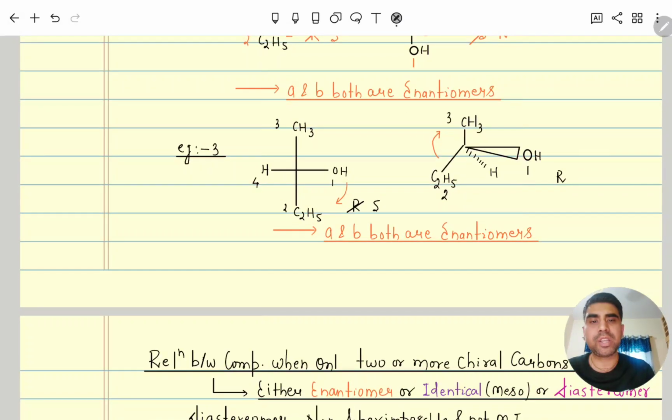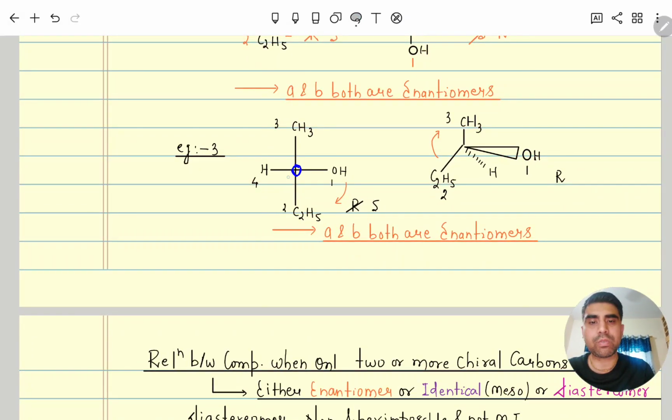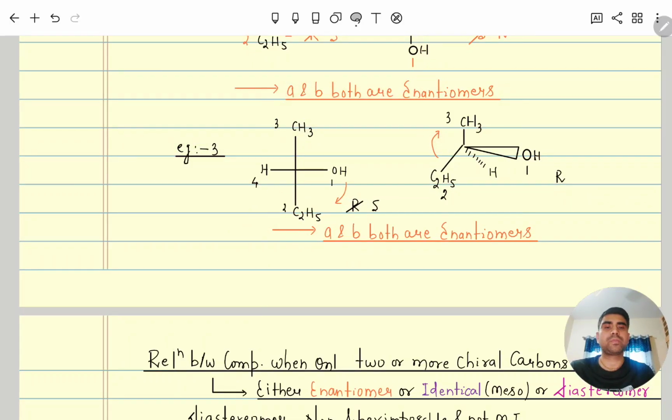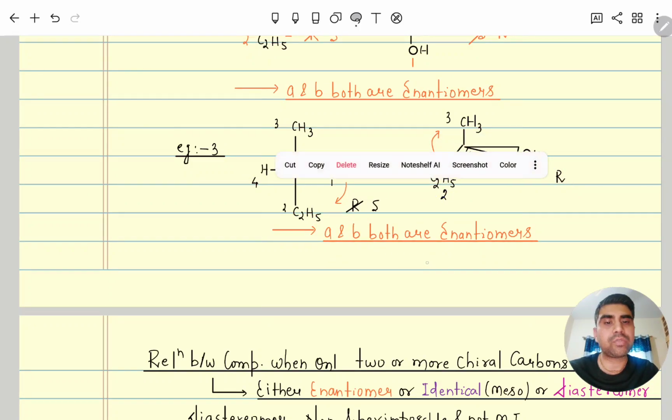Like here also, we can see that this is one chiral center. Here 1, 2 and here 1, 2, 3. As it is moving clockwise it should be R, but it will be S because of the vertical hydrogen. This compound is also optically active, so it will have an enantiomer. Suppose this is the Fischer projection and this is its dash-wedge representation, and it is coming R, and the molecular formula of both is the same. So yes, both are enantiomers.